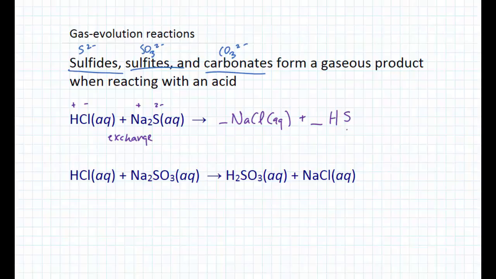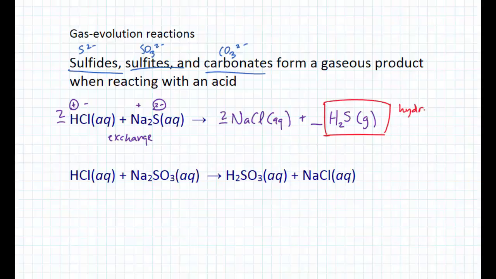HS is close. Yep, let's write them based off their charges, right? H plus S2 minus. Okay. Then we can worry about balancing, right? Because we'll probably need a 2 there and a 2 there. H2S is a gas. Well, it's called hydrogen sulfide, as you'd expect.